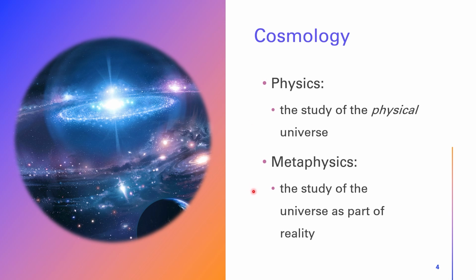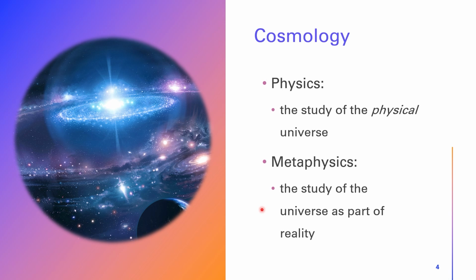The word cosmos means order in its original Greek. So cosmos is more than just physical objects in space. It is the study of the universe as part of reality. It is the study of what is ordered and intelligible about reality. Intelligible here means what can be understood by the intellect.